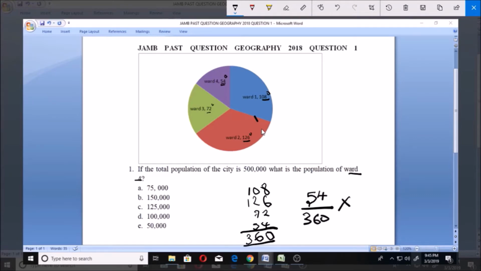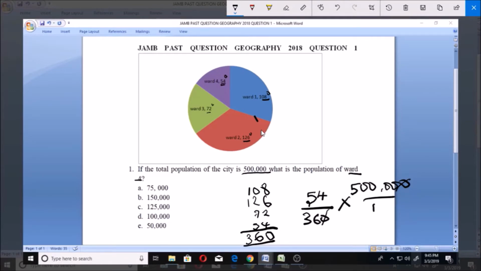Then we'll multiply the division by the total population, which is 500,000. Anything we get is the answer. So we'll do this calculation, 54 over 360 times 500,000. You can cancel these two zeros, then you can quickly do the calculation. When you do 54 times 50,000, what you get is 2,700,000, and you divide it by 36, you get the right population.